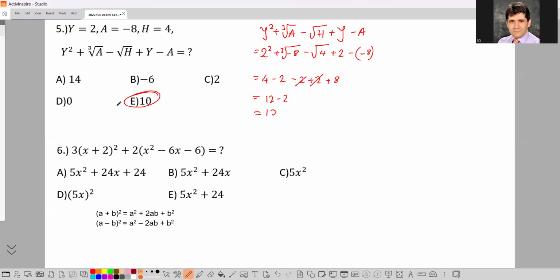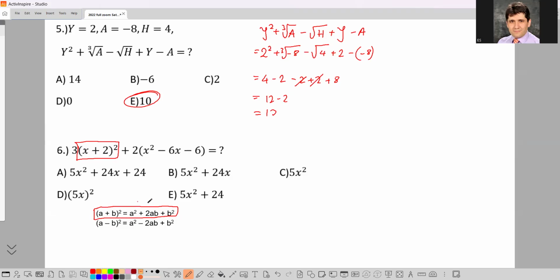The sixth exercise involves working with algebraic expressions, so canceling some like terms. The first part that we should solve is squaring this binomial. Here you have the formula for how to square a binomial. There are two cases. It will be either, let's say in this case, x plus 2 or x minus 2.